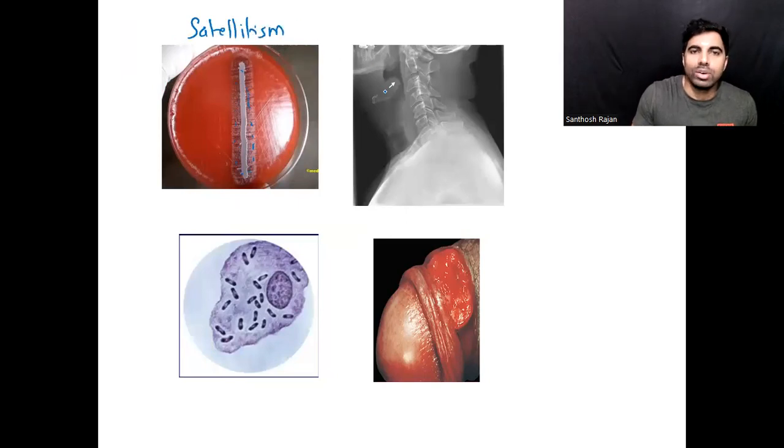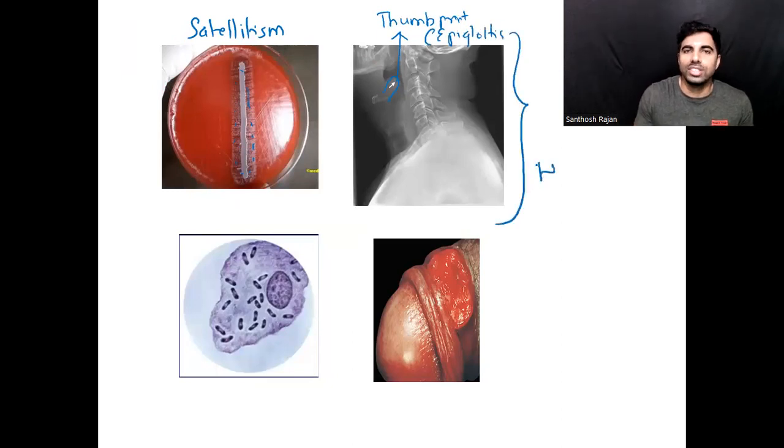Before that, look at this one. Thumbprint. In X-ray you see a thumbprint appearance, but that is in epiglottitis. Which organism causes this? That is your H. influenzae. I told you, H. influenzae. Phil has a satellite, so H. influenzae also has satellitism.